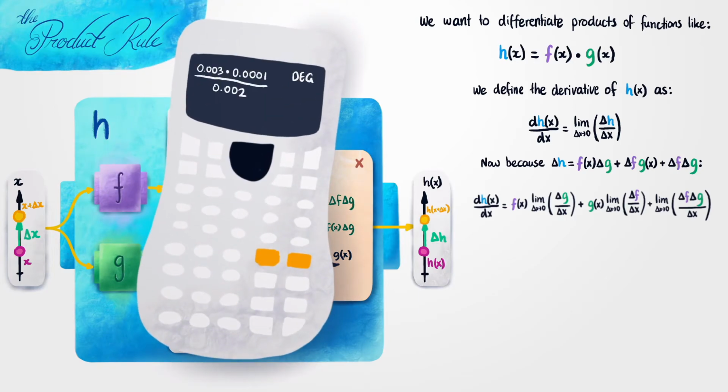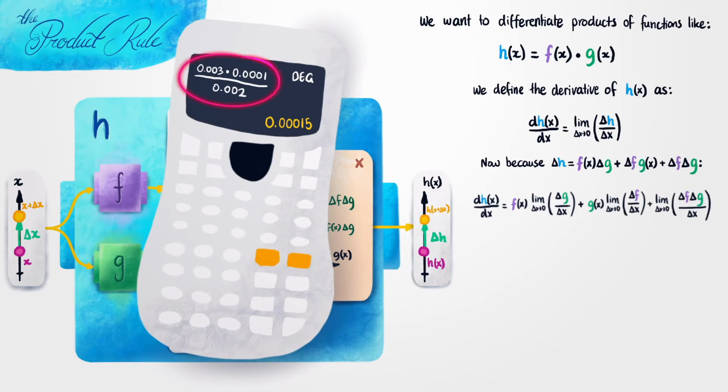Now, before I press equals on this number, let's just talk through what these numbers mean. This value, 0.003, represents change in f, and this value over here, which is 0.0001, represents change in g. And this value 0.002 is just the change in x that we use to get the two values on the top. So now if we press equals, we'll notice something interesting.